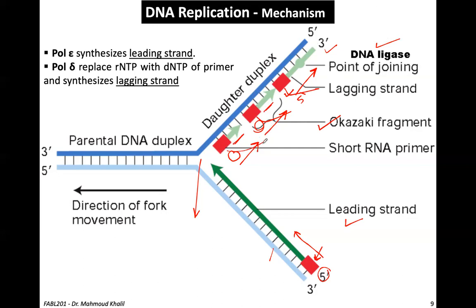And due to the fact that this strand has been formed in a discontinuous manner, this strand is called the lagging strand. While this strand is formed continuously, as you can see, this strand is called the leading strand. You need to understand that polymerase epsilon is the polymerase responsible for forming the leading strand, while polymerase delta replaces the ribonucleotide, which is the RNA, with deoxynucleotide of the primer, and also forms the lagging strand.